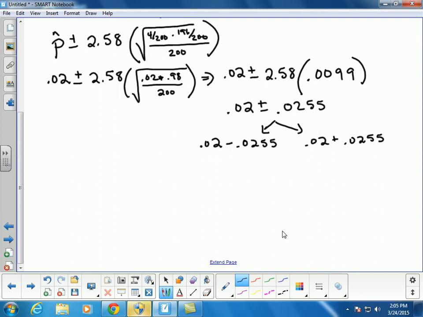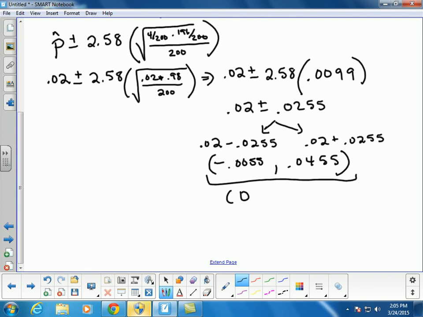So this side is actually negative 0.0055, which in this example is going to just bound it by 0, because you can't have negative semiconductors. But the point is that very few are going to be defective because they have such an awesome manufacturing process. And this is 0.0455. So this confidence interval that we just created, we're going to round that to 0 just because it makes sense in terms of what we're talking about. Sometimes you can have negative numbers in a confidence interval.